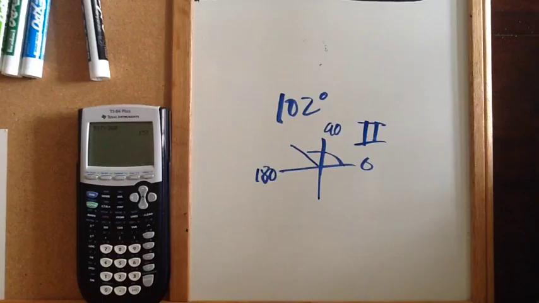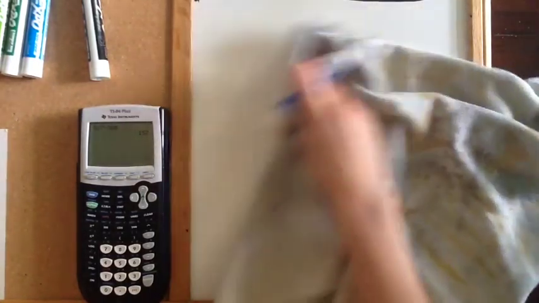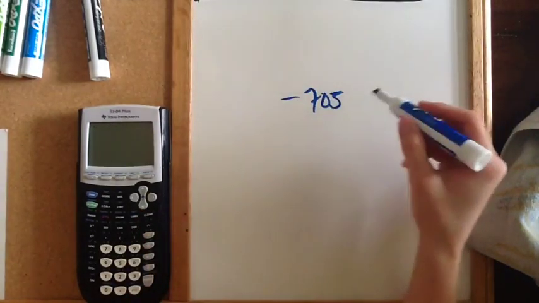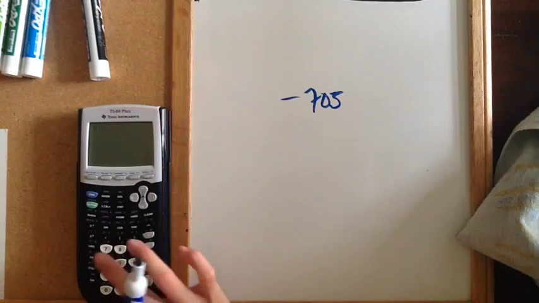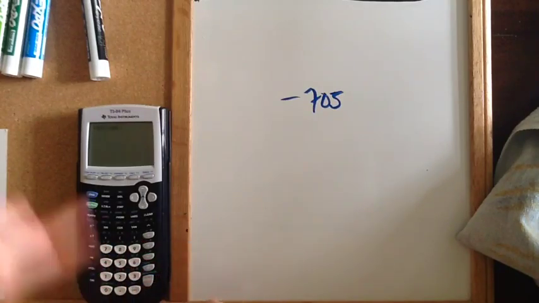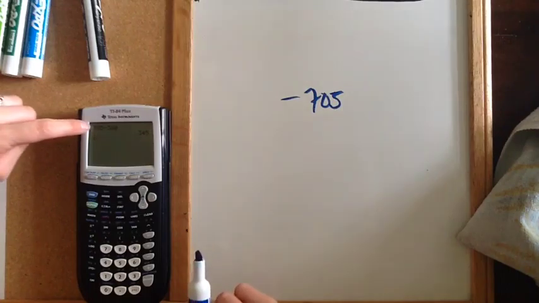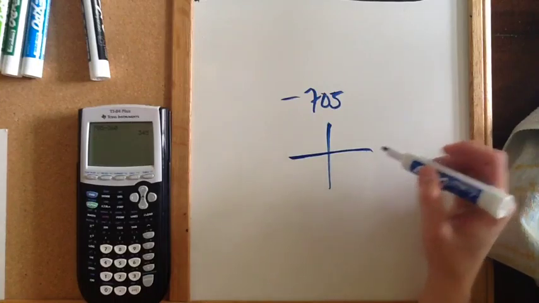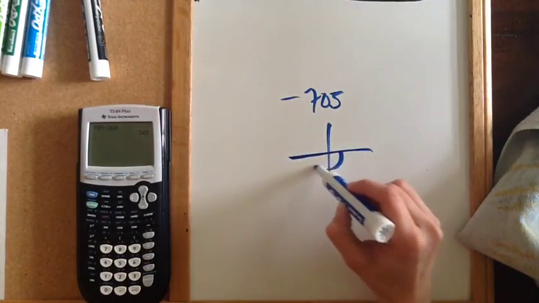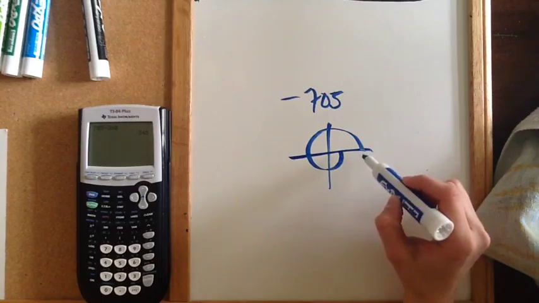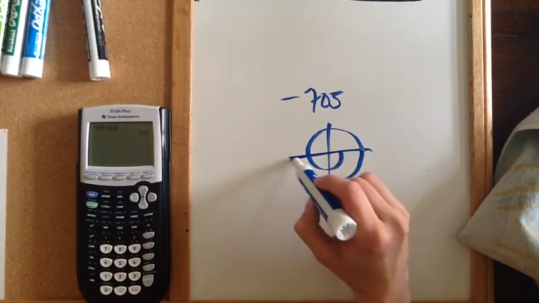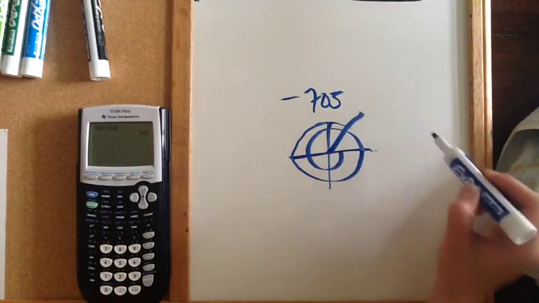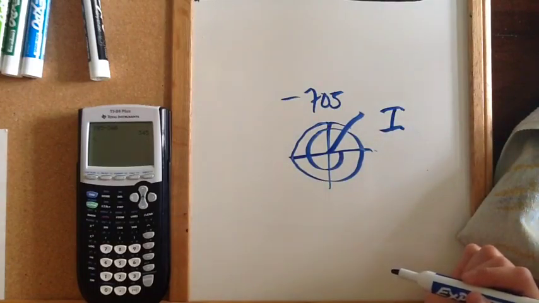Now, if I have something like negative 705, again, we're going to want to see how far past 360. So I'm going to do 705 minus 360. Now notice I didn't put the negative in the calculator, I'm just seeing how far past 360 it is. So it's 345 degrees past 360. Since it's negative, I'm going to go counterclockwise to 360, and then I'm going to go around to 345. So here's 90, 180, 270. This is 360, so 345 is going to be about there. So I'll be in quadrant 1.